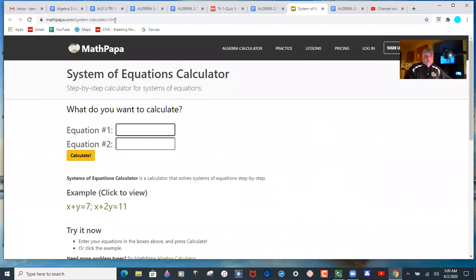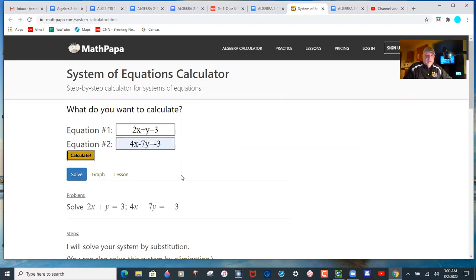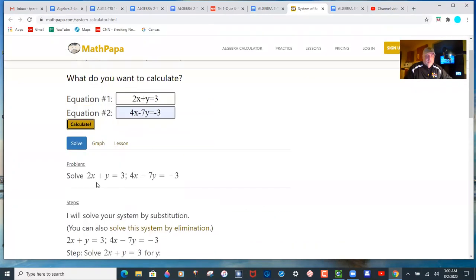And so, yep, you can just remember mathpapa.com, what a name. And then type in your first and second equations, and you need to hit calculate and solve if you want to see work. It's really pretty good stuff. Y equals 3, and then 4x minus 7y equals negative 3. Oh, there it came up. Hit calculate. It'll show you some work.